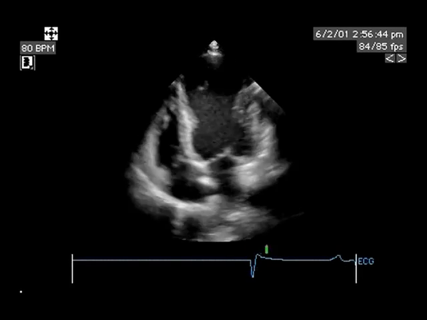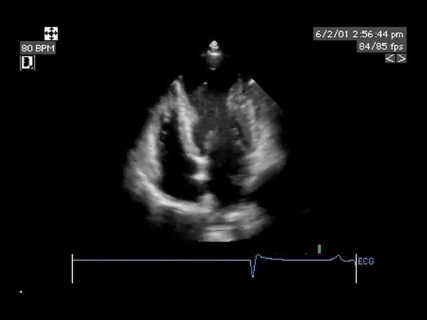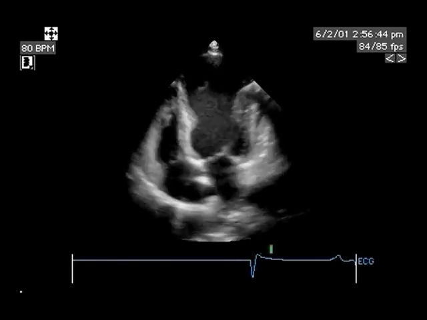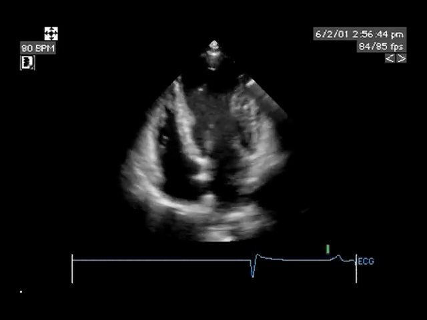This apical four-chamber transthoracic view shows that the apex is aneurysmal in diastole and dyskinetic in systole.